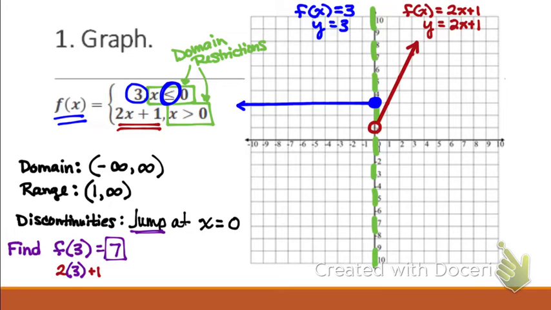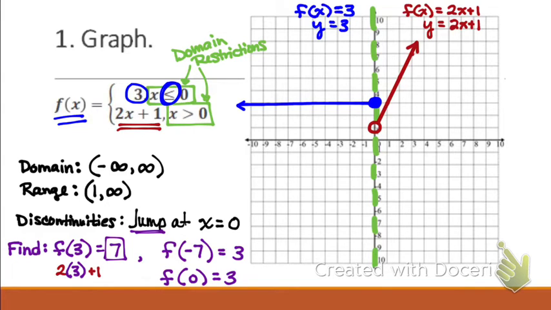What about if I asked you to find f of negative 7? Y equals 3. Because that is clearly over here, so it is governed by this rule. What about f of 0? 3. Because this is the output. It is not defined here. It is defined here.